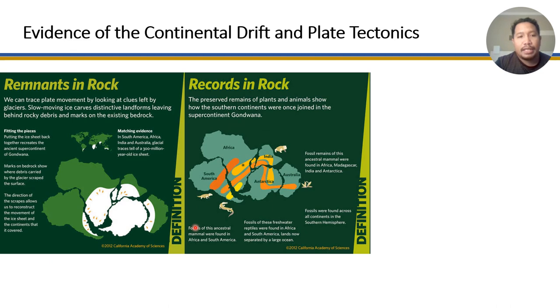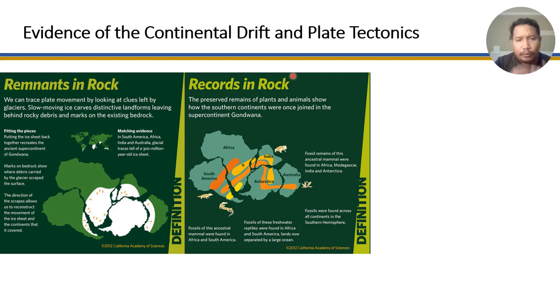So the next one is about the records in the rocks, which explain that the Earth's continents were once joined in a single supercontinent, again called Pangaea. Pangaea began to break apart about 200 million years ago, and the continents have been drifting apart ever since. This Pangaea supercontinent later broke up into two supercontinents, Laurasia and Gondwana. The picture here shows the supercontinent of Gondwana, also known as the southern supercontinent.